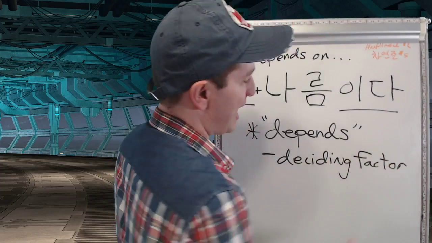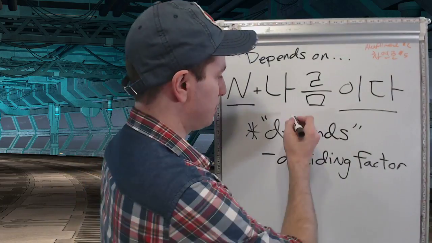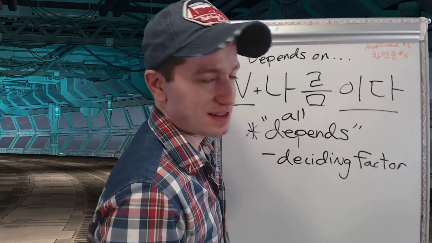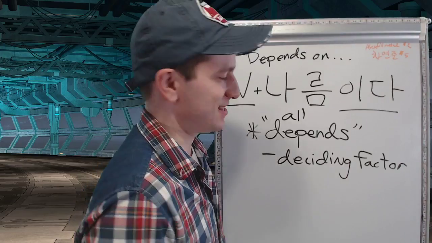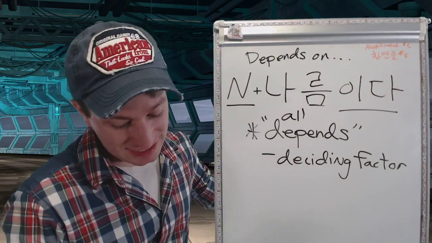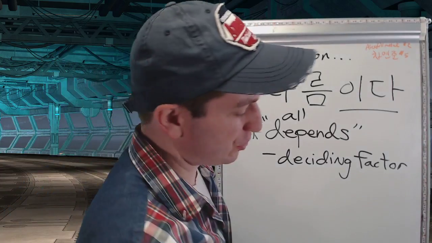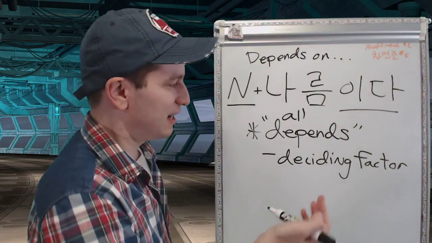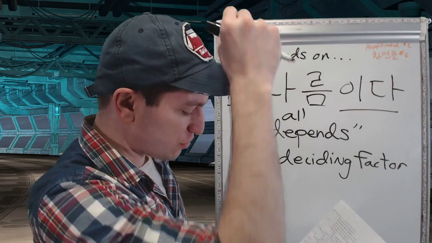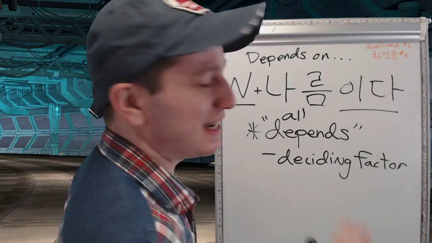Now, there is an easy way to actually translate that into English. All depends. Everything depends on this. It all depends. It really depends. This is how you would say it. So it's more for showing that something is actually the deciding factor in a decision.